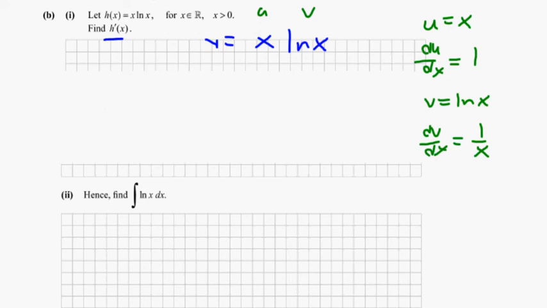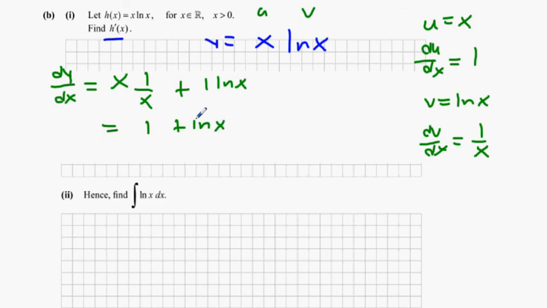Now, let's do the product rule. So I'm going to do this here, guys. u times dv/dx, x times 1 over x, so that's 1, isn't it? And the next part, v times du/dx, 1 times ln x. So it's basically 1 plus ln x. Would you agree with that? 1 plus ln x, and that equals dy/dx.